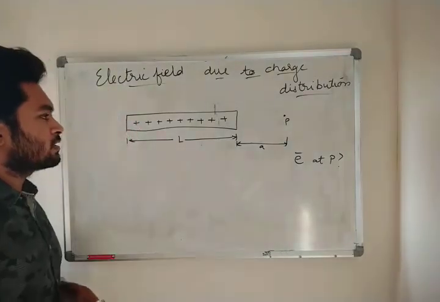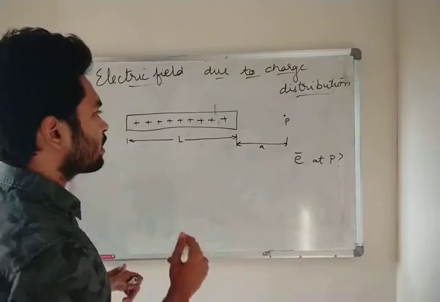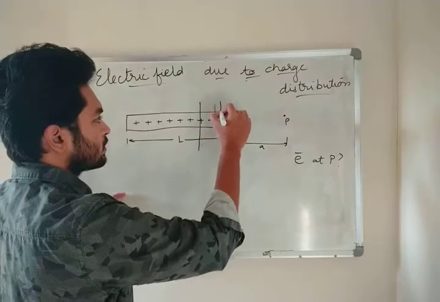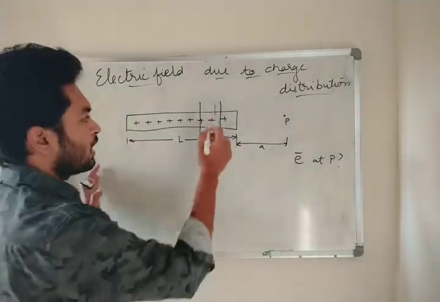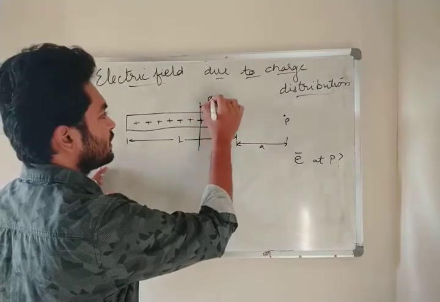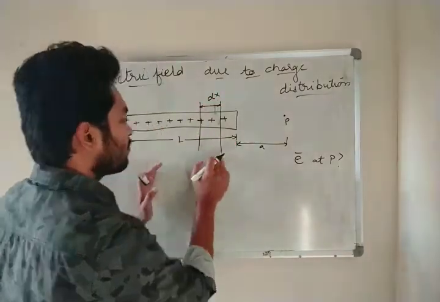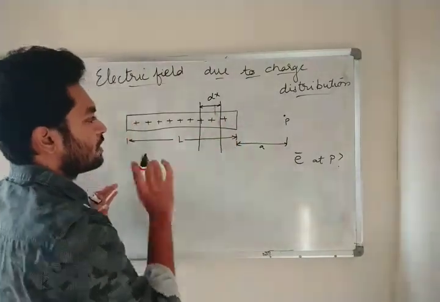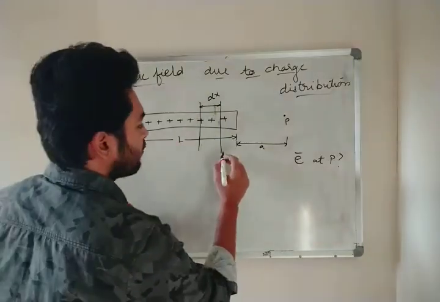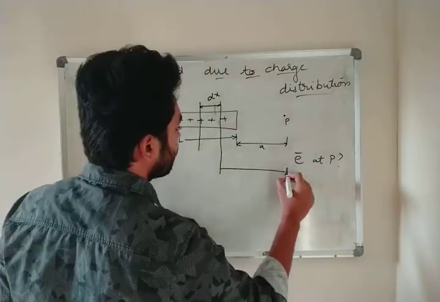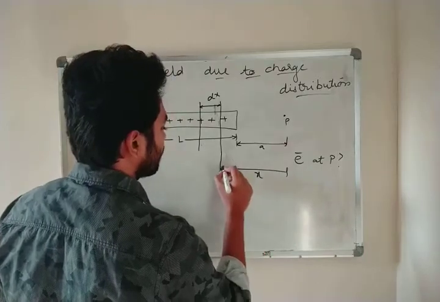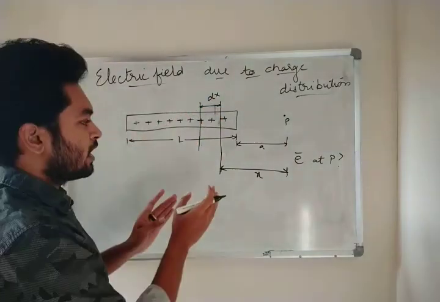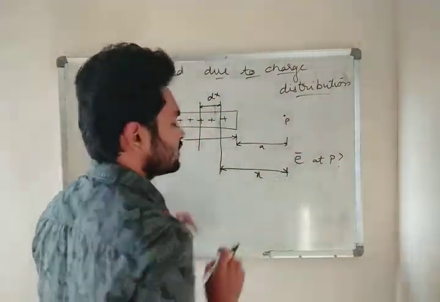Now how to do it means, for these types of cases, suppose this is of length L. Now I am going to cut this conductor and take this distance as dx. This small element I am going to cut from the whole conductor, that distance is dx, and from here to the point, the distance is x. From the small element, the distance is dx, and from that element to the point it is x.